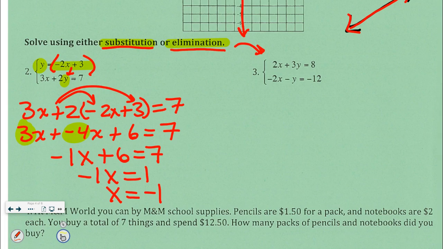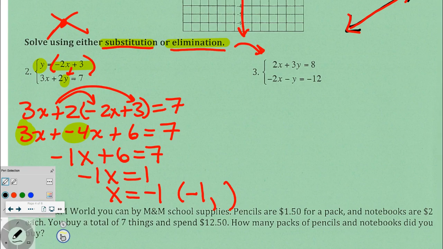Be careful you don't quit here, because that's what the x is equal to. And remember, we're in search of intersection points. They need an x and a y. So my answer is negative 1 comma, and I need to go find it by taking that x value, traveling up to the very beginning of the problem, and putting it in for x.